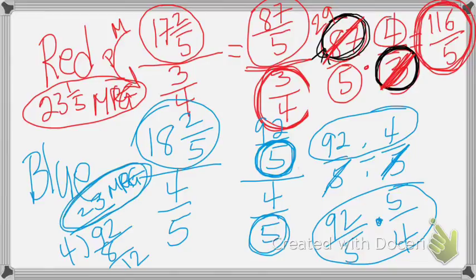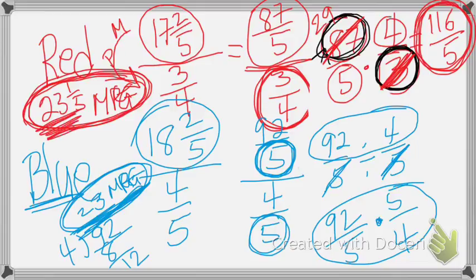We got the blue car. 23 miles per gallon. That means every 23 miles you drive uses a gallon of gas. Red car: every gallon of gas you use gets you 23 and 1/5 miles.